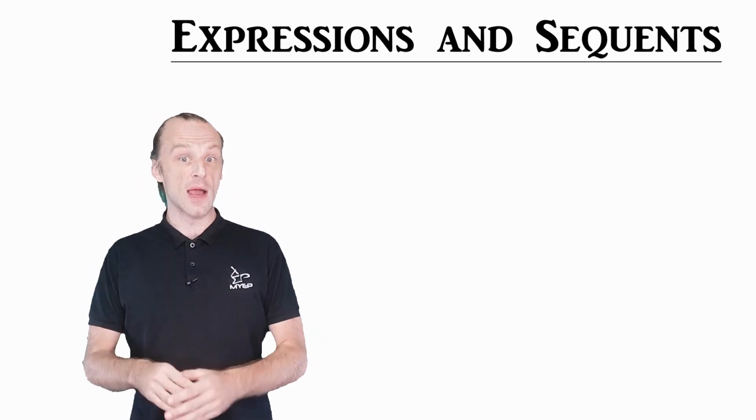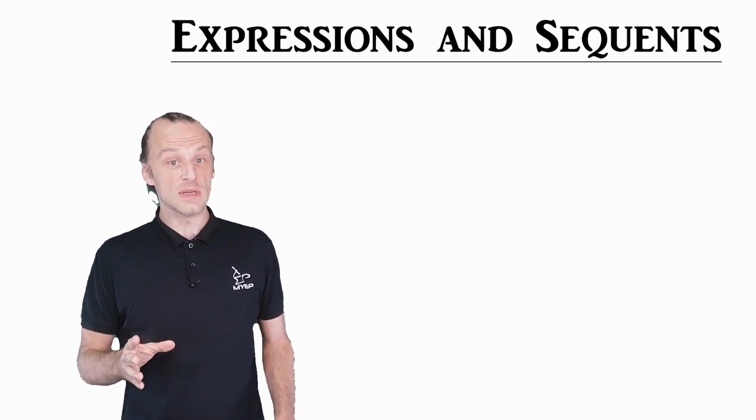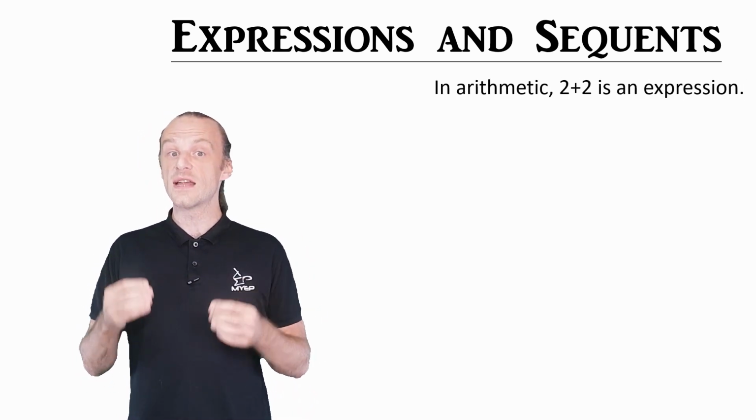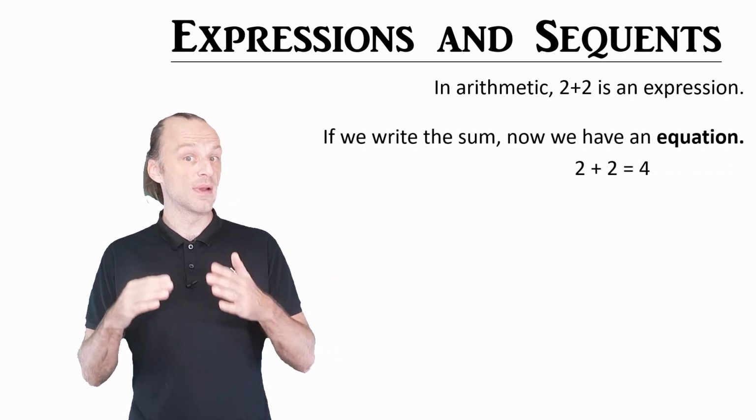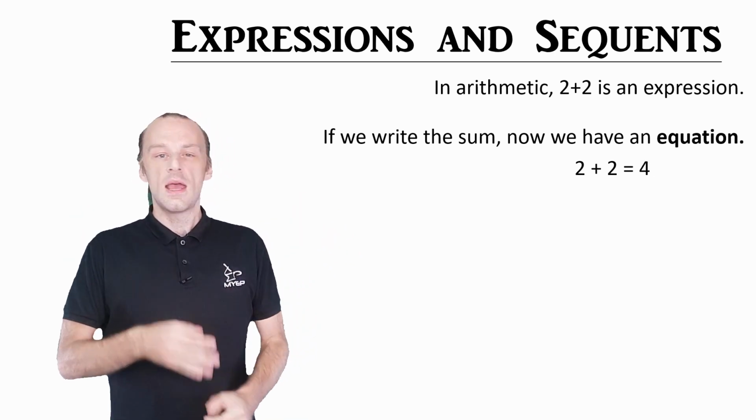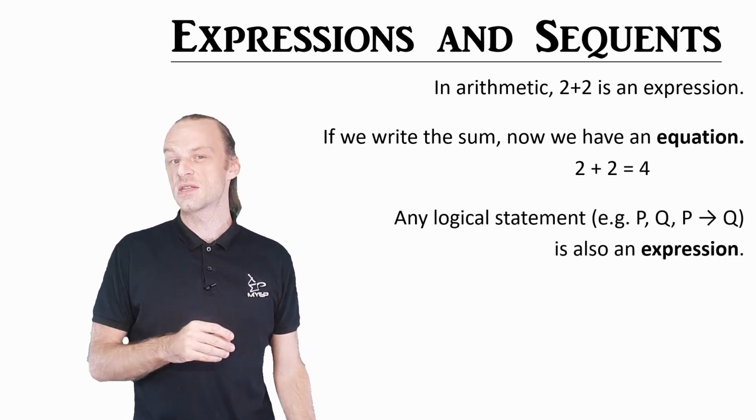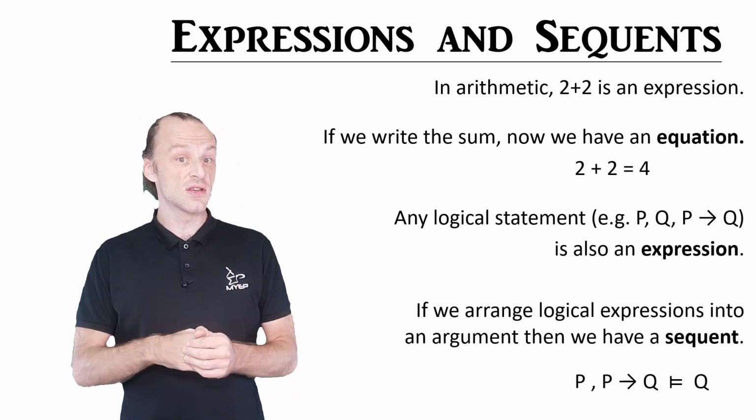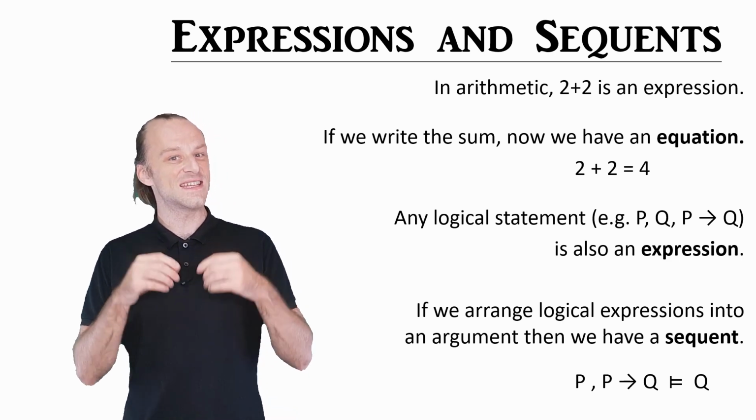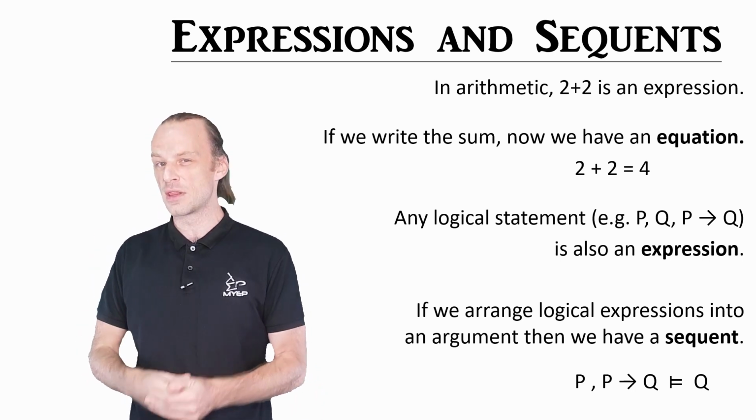As we've seen, the way that we write logic is quite similar to the way we write arithmetic. Some of the vocabulary is the same, but some is a bit different. In arithmetic, if we write 2 plus 2, we call that an expression. If we balance the sum on the end, then we have an equation, 2 plus 2 equals 4. In logic, any set of statement letters and connectives in some order is also called an expression. And if we put several expressions together into an argument using the double turnstile we saw last time, we call this a sequent. We won't look at sequents very much until part 3, but I just thought I'd bring them up now.